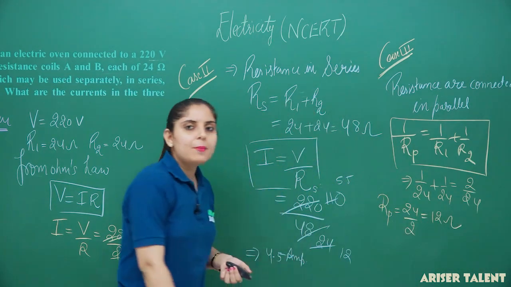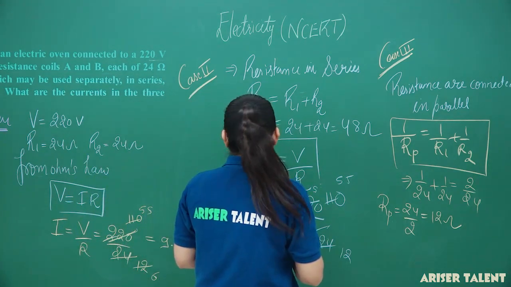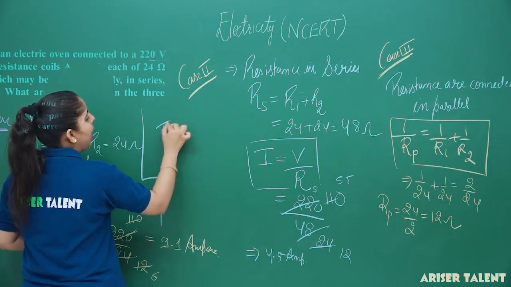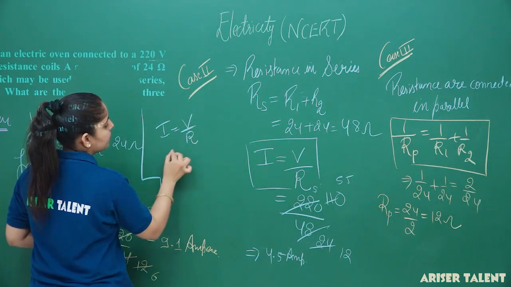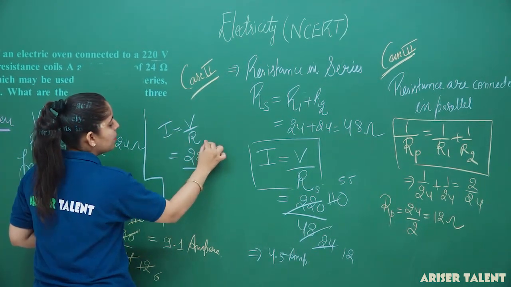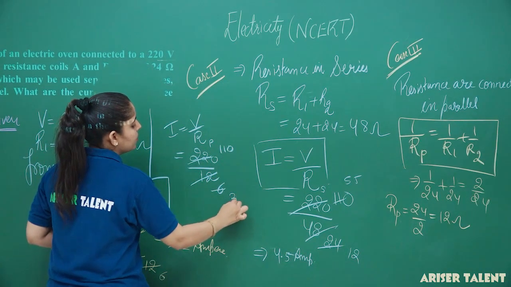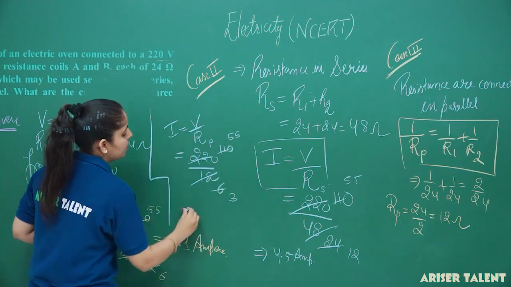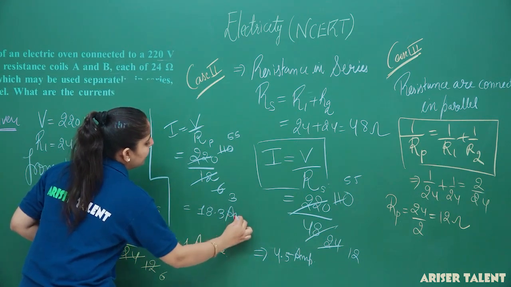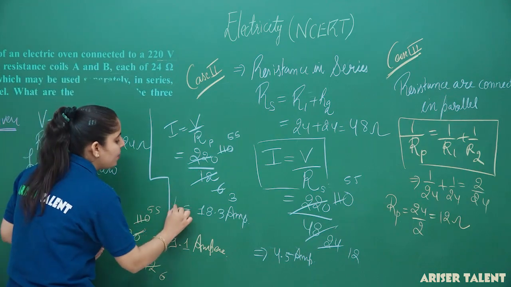So the resistance I am getting here is 12 ohm, but I have to determine the value of current. Just look here: I equal to V upon R. Voltage is 220 and resistance is Rp, equal to 12 ohm. Solving this, 55 upon 3 is approximately 18.3 ampere. So this is the value of current in the parallel combination.